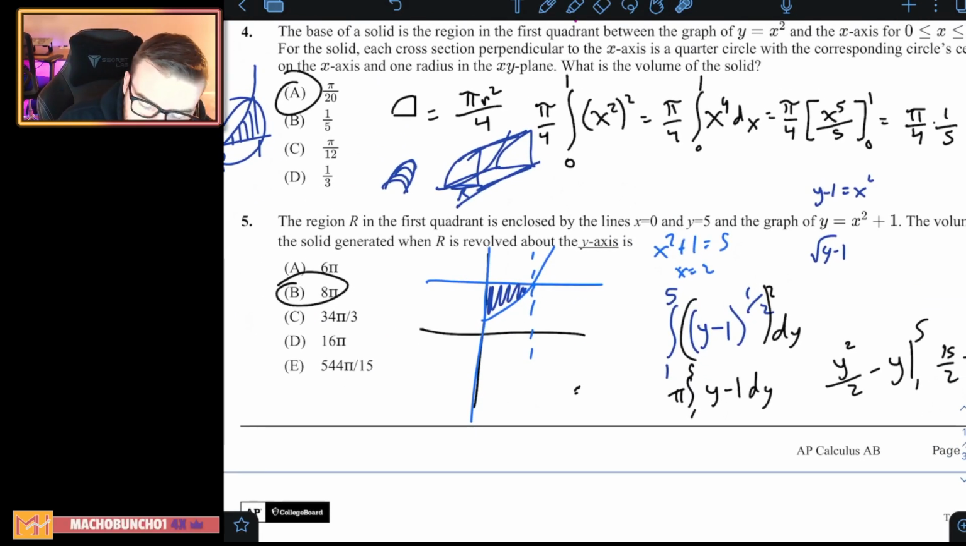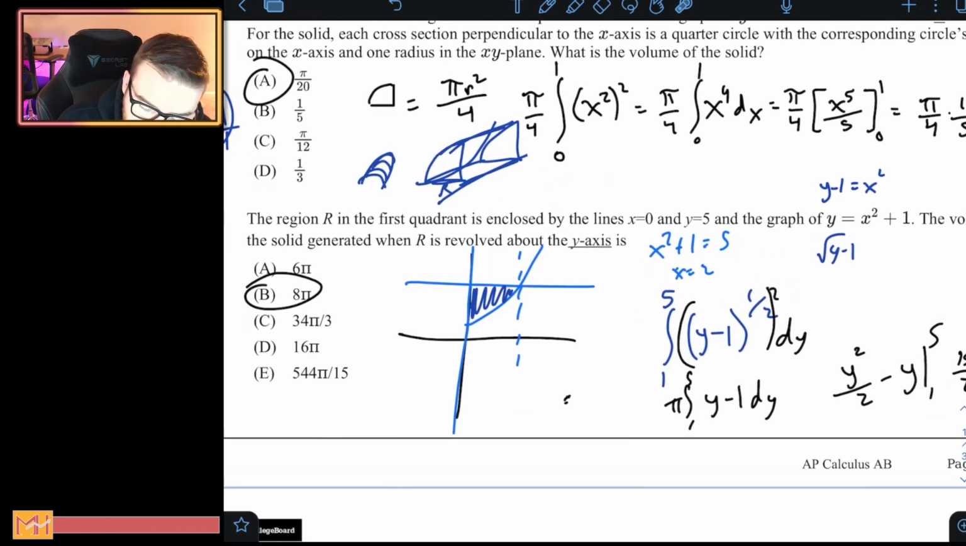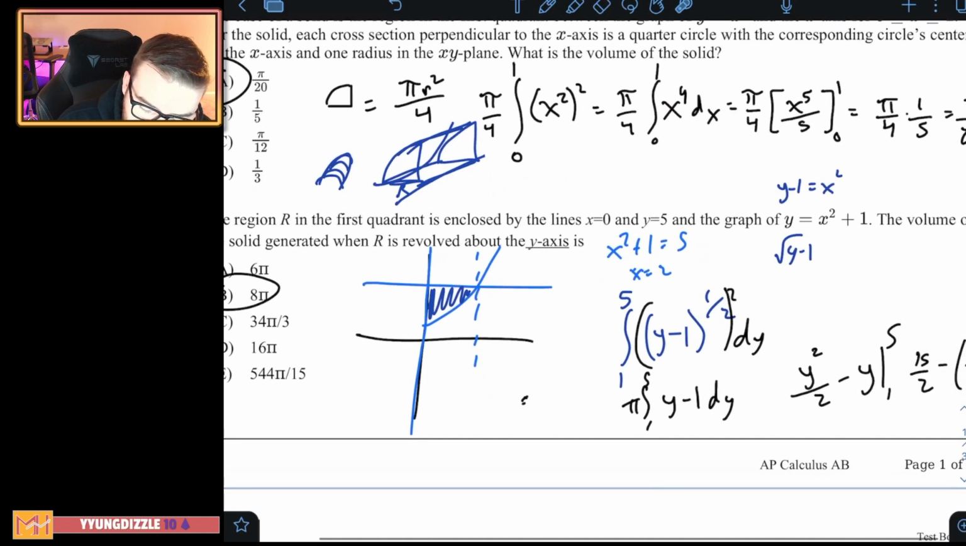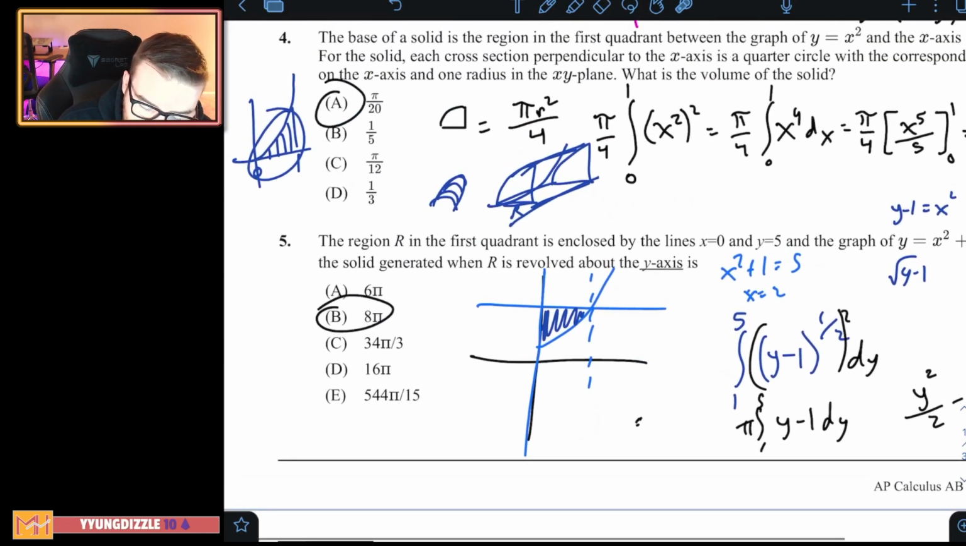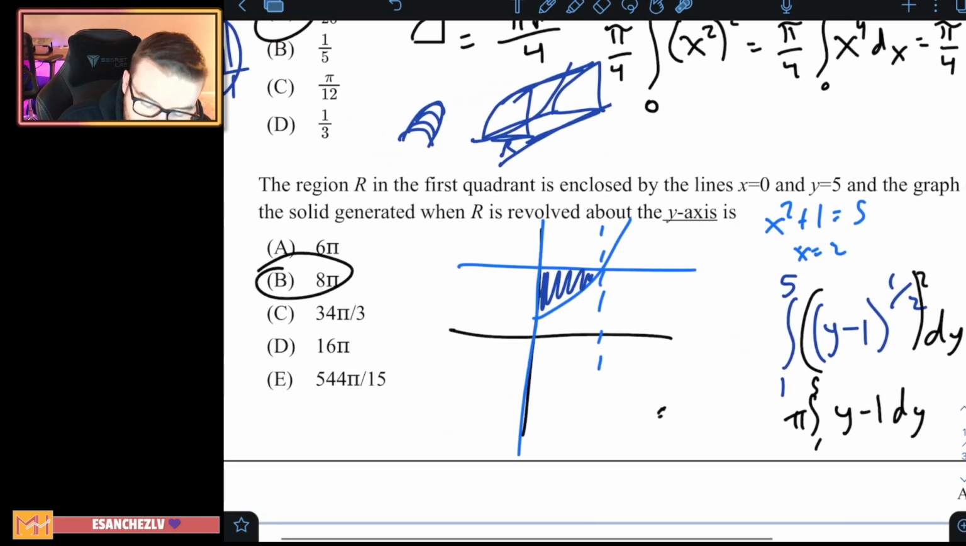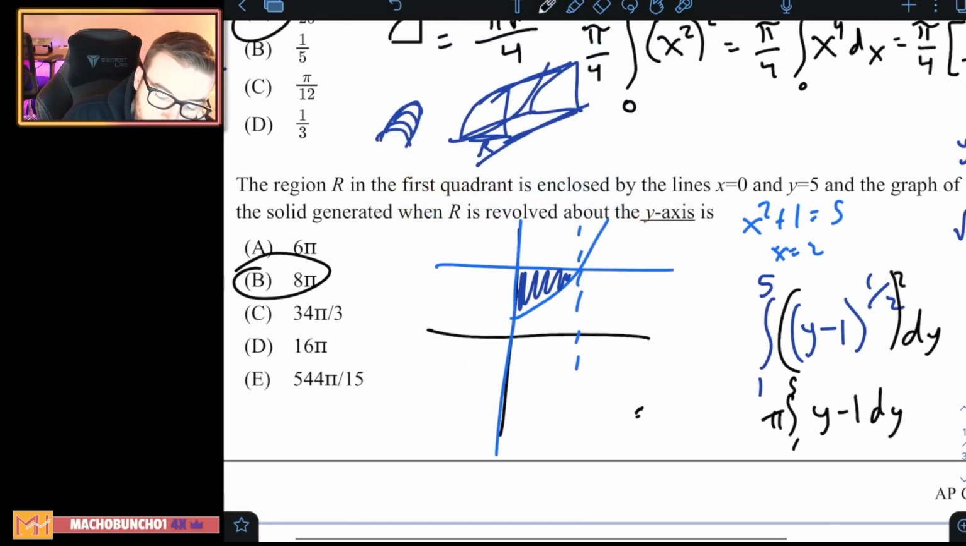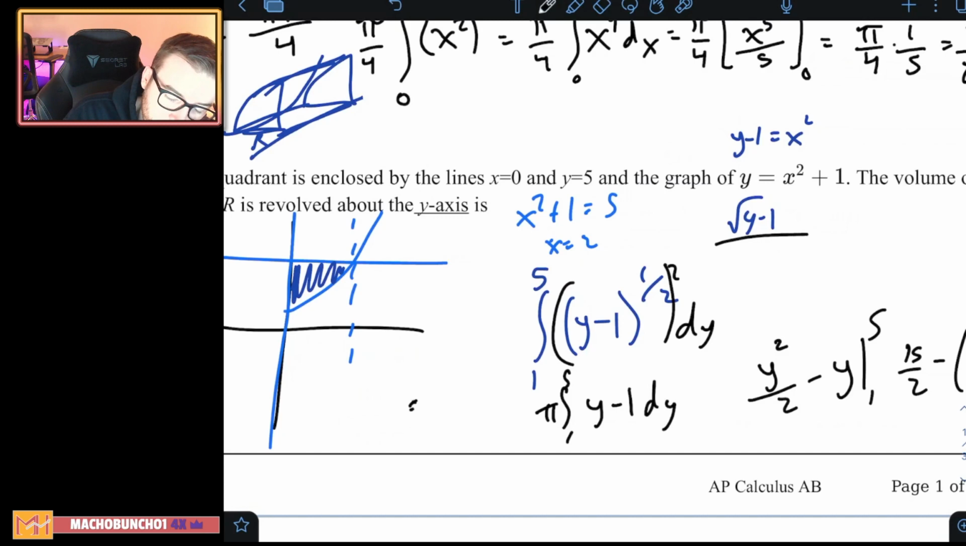The region R in the first quadrant is enclosed by the lines x equals 0, y equals 5, and the graph of blah blah. The volume of the solid generated when R is revolved around the y-axis is... So revolving around the y-axis means we need it in terms of y, which is what I've accomplished right here. So I subtracted the 1 and then took the square root, and technically it's plus or minus the square root of y minus 1 equals x.